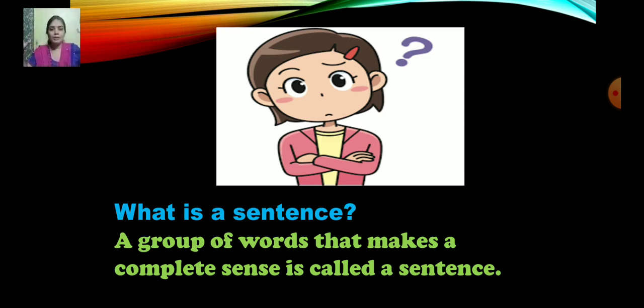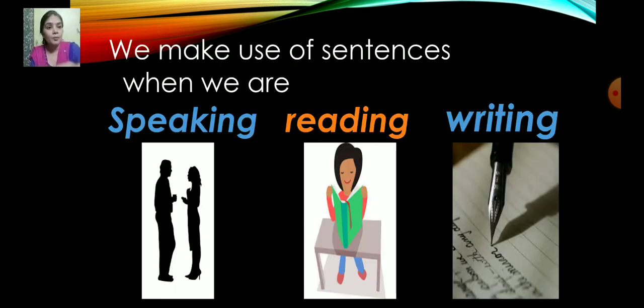When many words are arranged properly, they make a complete sense. It gives a complete meaning. Okay, it is called a sentence. So, is your question mark clear now? Yes. Now, where do we use a sentence? We make use of sentences when we are speaking, reading and writing.